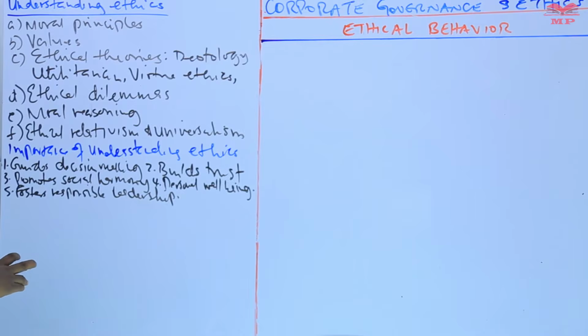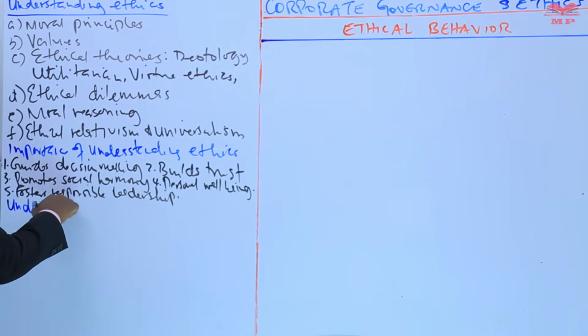So that's what we can say about understanding ethics. We've seen that to understand ethics, one has to have a knowledge of moral principles, values, ethical theories, ethical dilemmas, moral reasoning, and ethical relativism and ethical universalism. You've gone ahead to outline the importance of understanding ethics. One, it guides decision making, it builds trust, promotes social well-being, promotes personal well-being, it fosters responsible leadership. Now, by understanding the key aspects of ethics, we can develop a stronger moral compass and make more informed and responsible decisions that can contribute to our own well-being and the well-being of others. So let's move on to understanding morality.